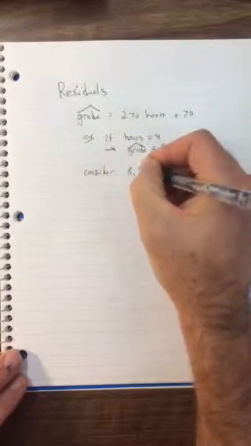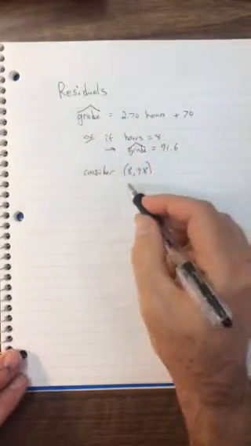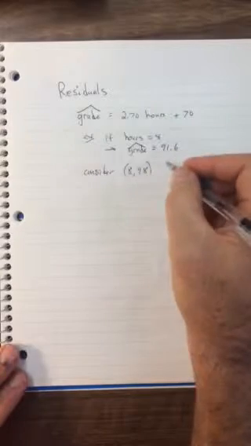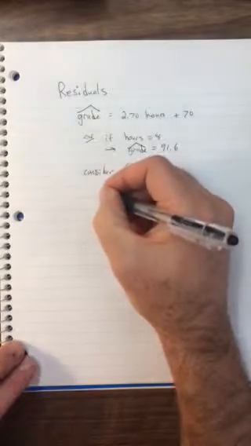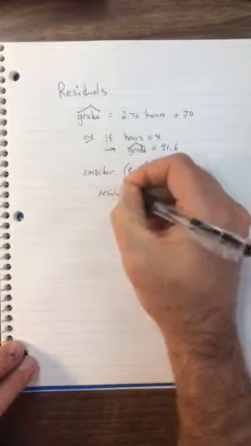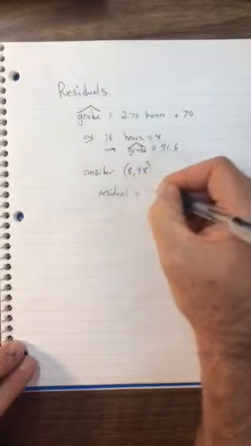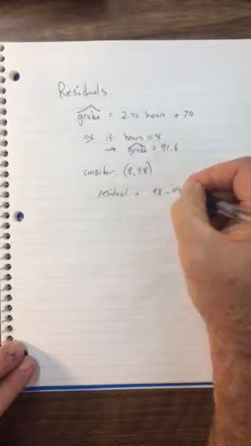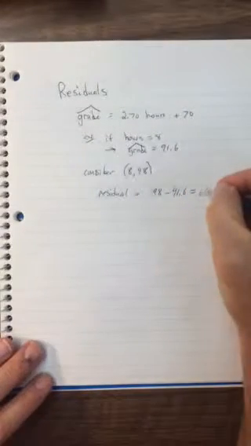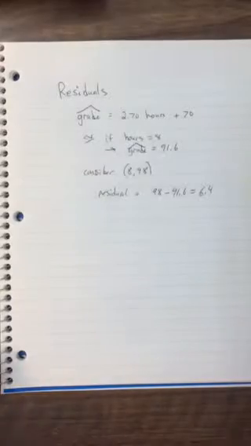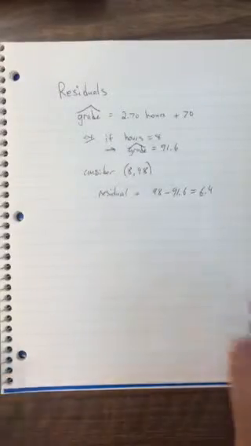Consider the point (8, 98). Studied for 8 hours, got a 98. The predicted value is 91.6. So the residual is just the difference. 98 minus 91.6, which is 6.4, I think. You could check the subtraction on your own.